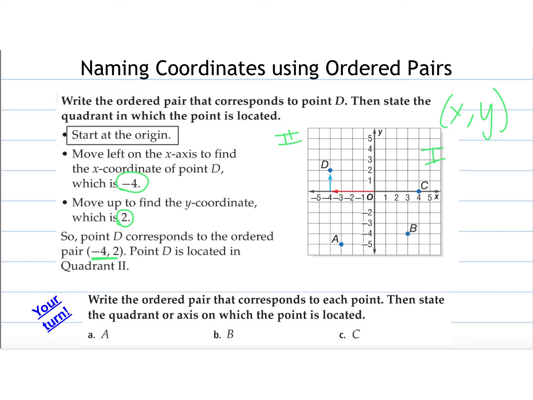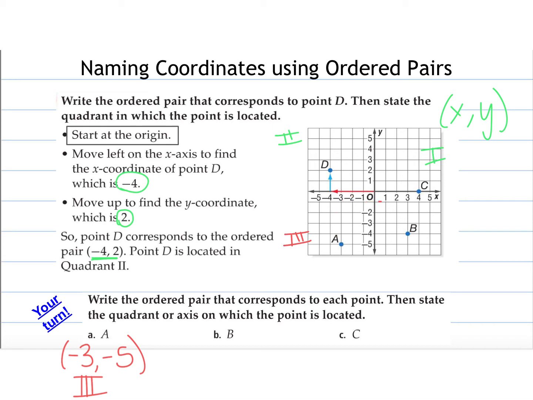Point A, again, starting at the origin, it looks like we're going to go to the left first. 1, 2, 3 spots to the left, so that means our x value is a -3. And then we're going down 1. It's not labeled, but this is -1, -2, -3, -4, -5. And again, it's negative because we're going down. And that would be quadrant number 3 on our coordinate plane.